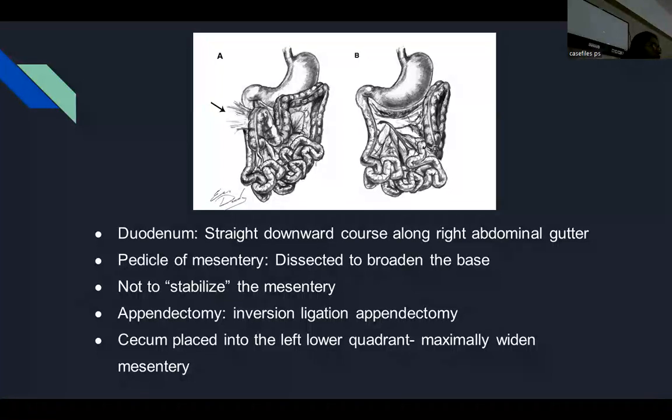So after releasing the peritoneal bands, the duodenum will become straight downward and along the course of the right abdominal gutter, as we can see. This was the peritoneal bands, and after releasing, the duodenum is becoming straighter. And the pedicle of the mesentery can be dissected to broaden the base. However, the vascularity has to be taken care of, the vessels have to be taken care of. And however, we should not stabilize the mesentery, and that is not required in the surgery.